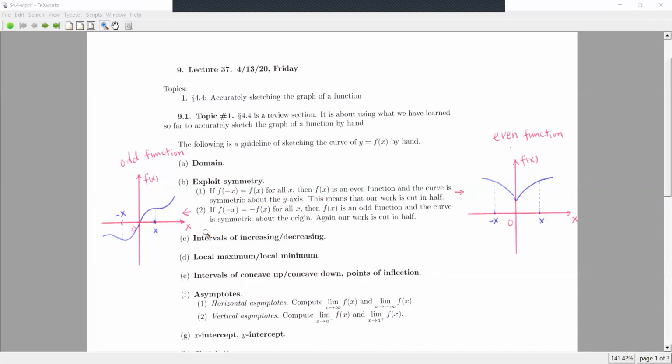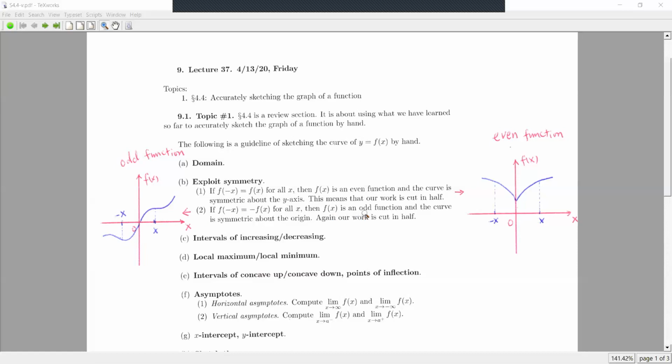The second type of symmetry that we often consider is odd function. What is an odd function? When the graph of the function is symmetric about the origin, then the function is an odd function. Here is one example. The graph is symmetric about the origin. That means that you can rotate, for example, this portion of the graph 180 degrees about the origin to get the other portion of the graph of the function.